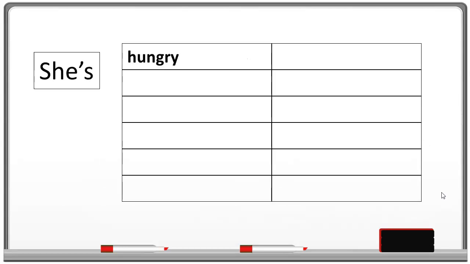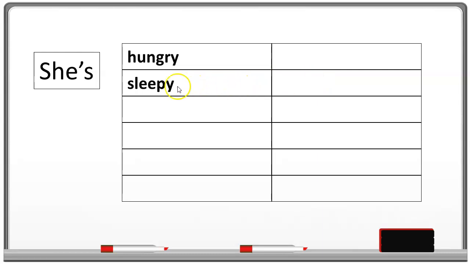Okay, so let's look at some vocabulary that we commonly use with the verb to be. We might say something like, she's hungry. She wants to eat, right? She's hungry. Hungry. Work on the pronunciation of this vocabulary as well, because it's very commonly used vocabulary, things that you're going to say all the time. She's hungry.